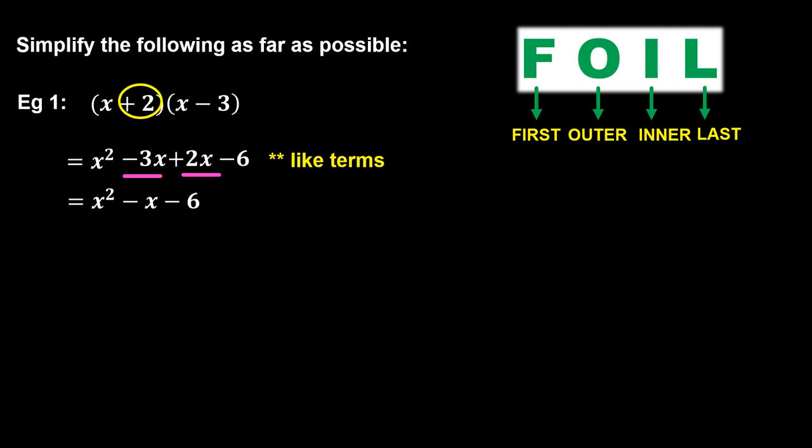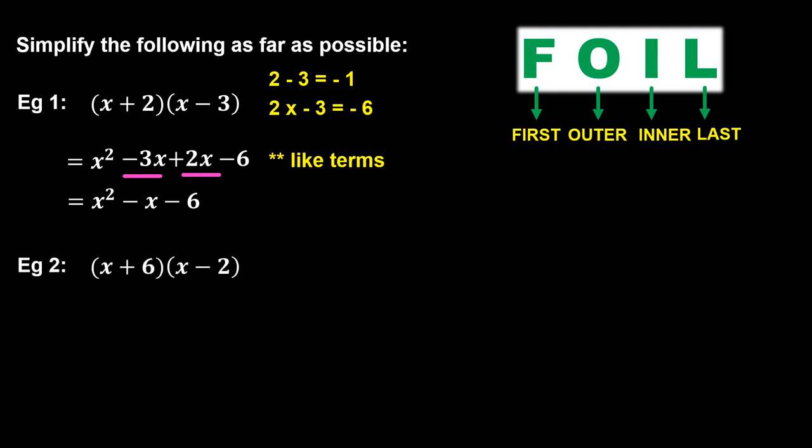Now let's have a look at a rule and see, do these top numbers have anything to do with the bottom numbers? Well, this time 2 minus 3 will give me minus 1. Remember, in front of that x there isn't a number, so we can assume it's a 1. So 2 minus 3 gives me minus 1. And then 2 times minus 3 gives me minus 6. So the signs are important, but the same rule generally does apply.